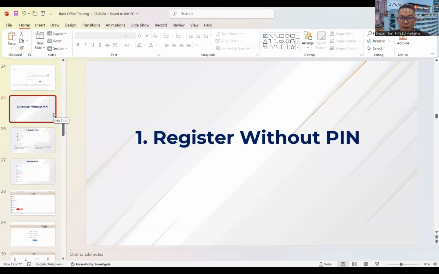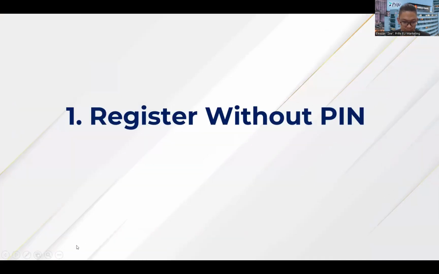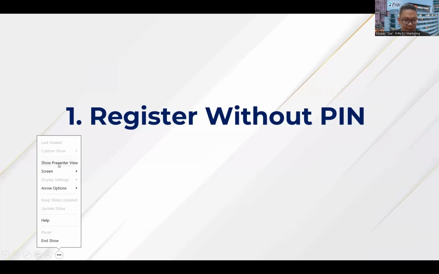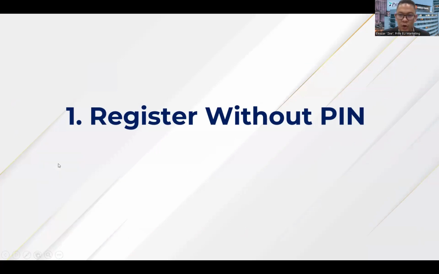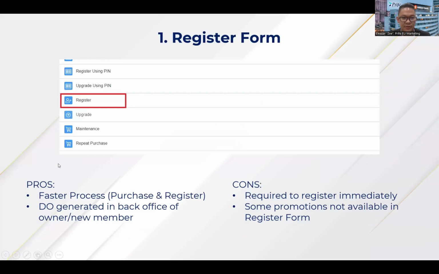Now there's a second way of purchasing, and this is purchasing without using a PIN. This is when you go to the register page or register form. So what are the advantages? The advantage is a faster process. The purchase and the register are in the same steps. And then the DO is generated in the back office of the new member.